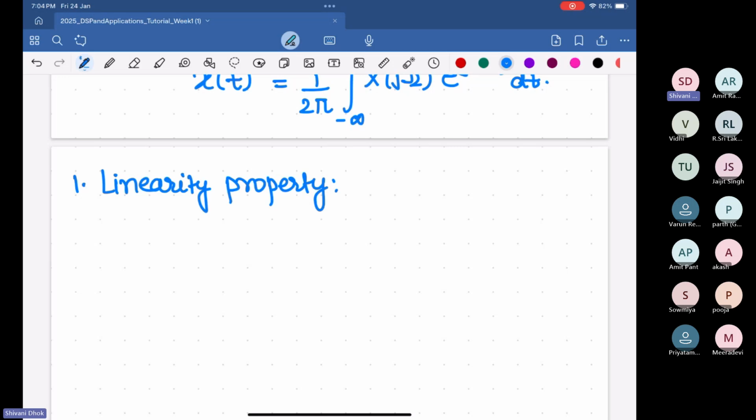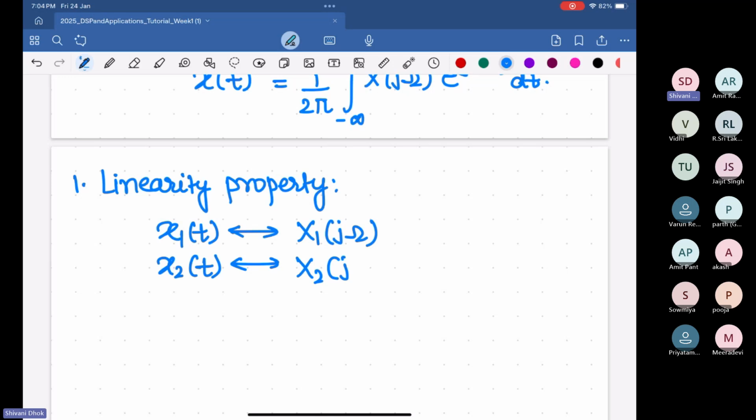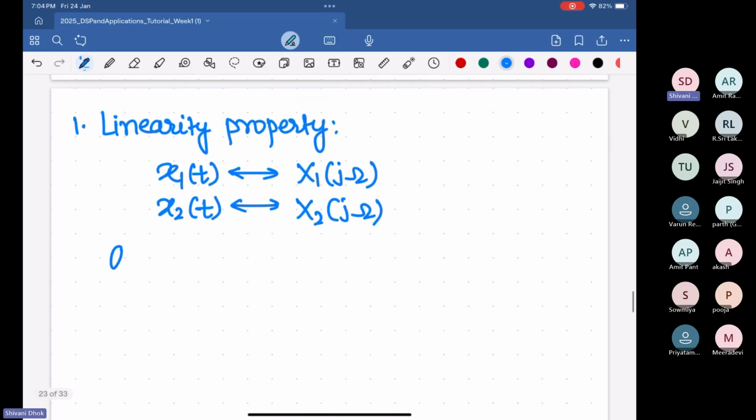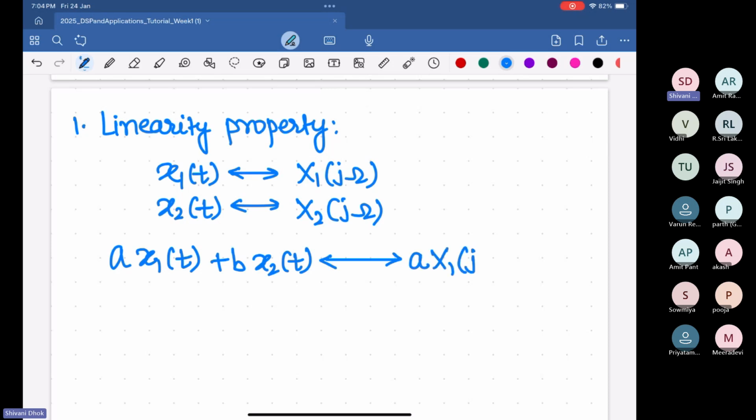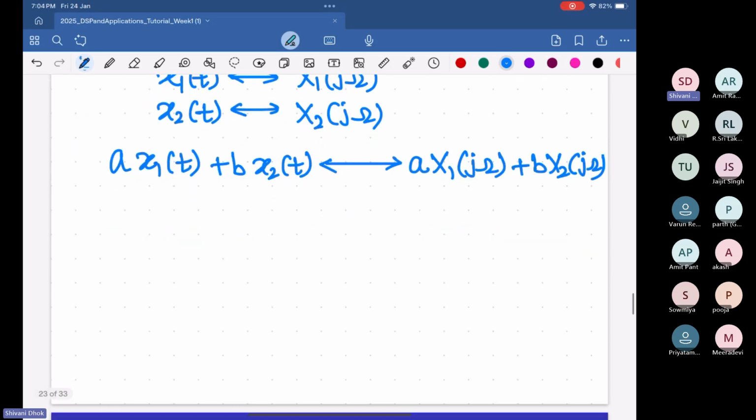It says that if x1 of t has a Fourier transform of x1 of j omega and x2 of t has a Fourier transform of x2 of j omega, then a times x1 of t plus b times x2 of t, that is this linear combination, has the Fourier transform of a times x1 of j omega plus b times x2 of j omega. This is the linearity property.